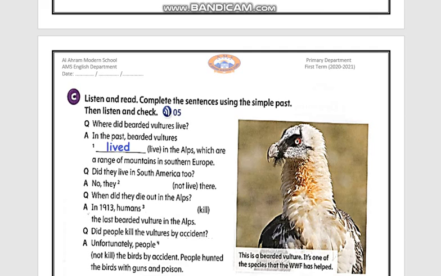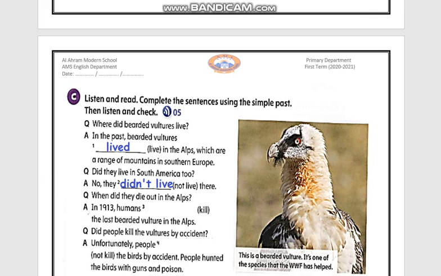Question: did they live in South America too? The answer is no, they did not live there. So if we are going to use the simple past and form a negative sentence, we are going to use did not live. So did not live. Didn't plus the infinitive.